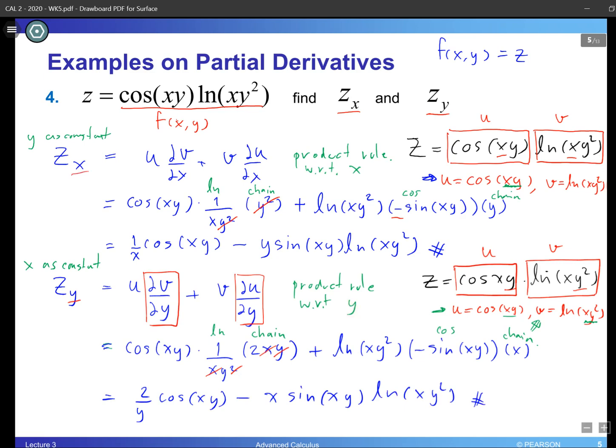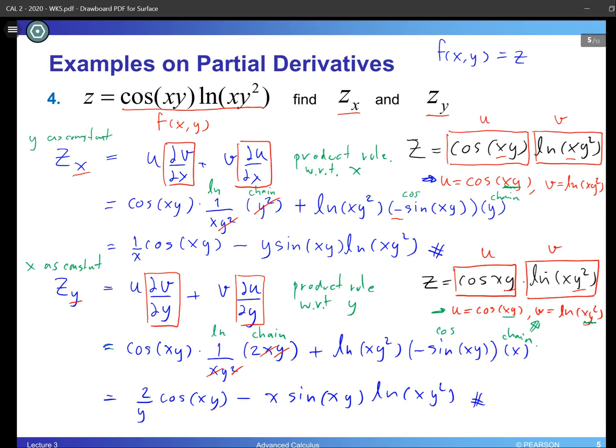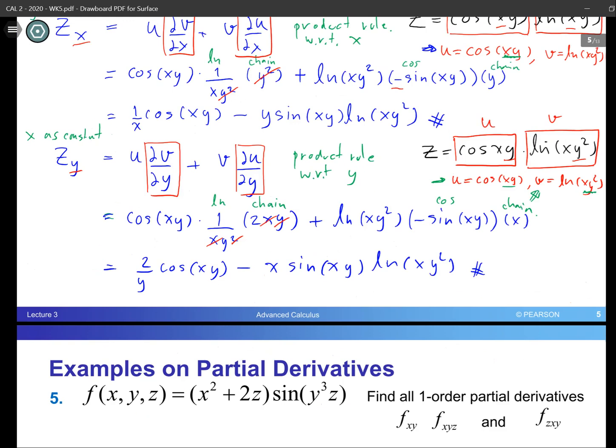Here don't forget that we need to perform the product rules for both x and y in this example, which is different from number 3. Number 3 we only need to apply for just one, so it depends on the form of your function. Alright, so pay attention to the form. Now let's move to example number 5 in the next slide.